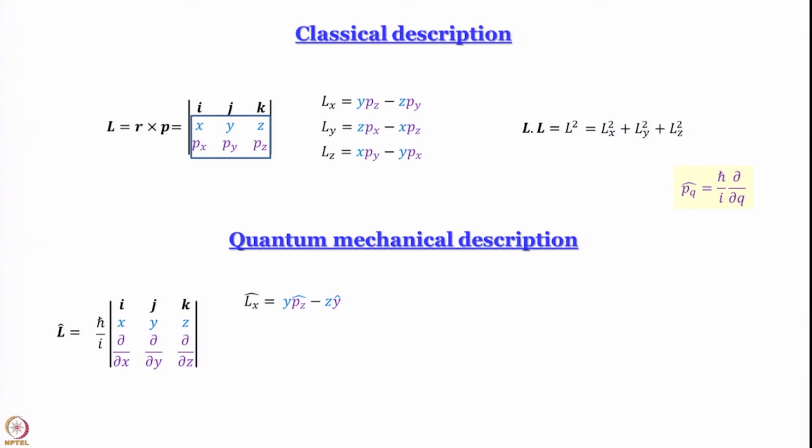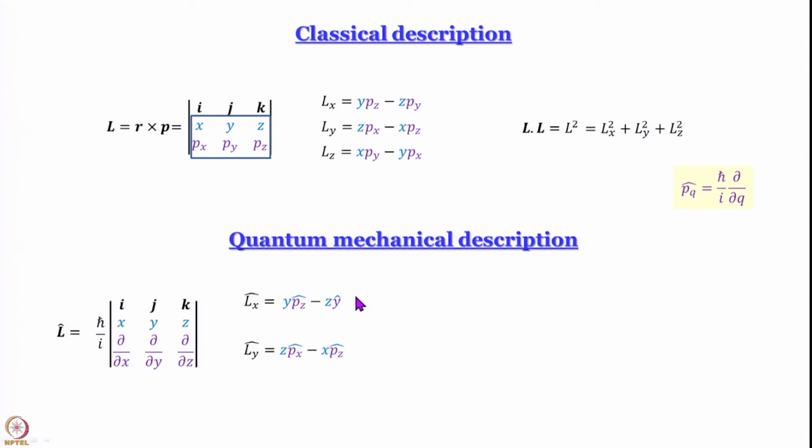I have made a mistake here, sorry about that, it is not zy hat, it is zpy hat. Of course, it is obvious, but it is a typo. Let us see if I have repeated the typo later, I have not. Ly hat is equal to z px hat minus x pz hat. Please do not forget that this is actually py hat, this is a typo here.